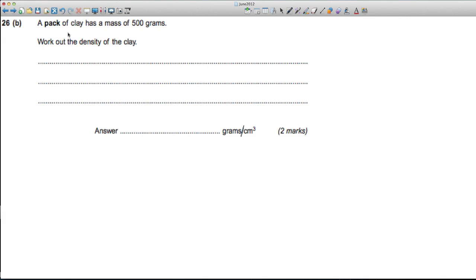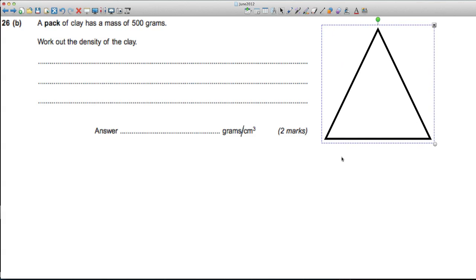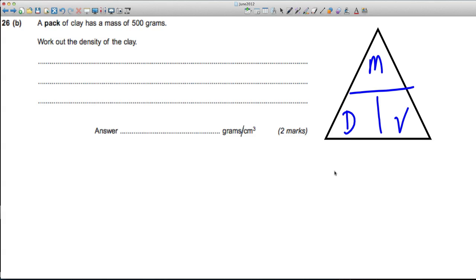Okay, next question. A pack of clay has a mass of 500 grams. Work out the density of clay. Now, this again is a formula you should know from science. You should know that the density of an object is its mass divided by its volume. It's like a speed distance time triangle. Density is mass over volume. It's how much of something there is in a given volume.